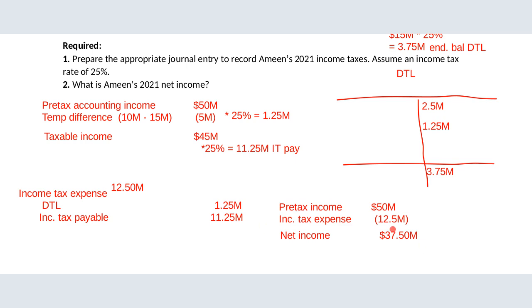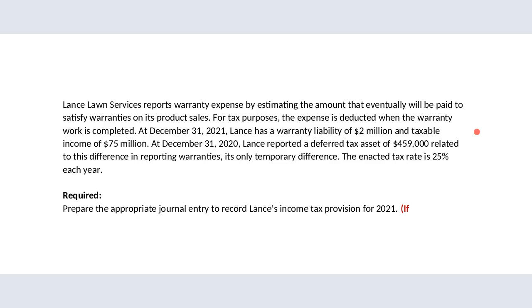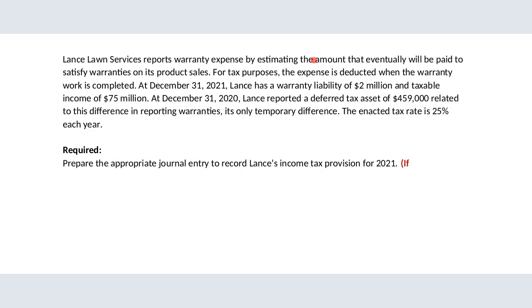Okay, so that's answer number 2. Lance Loan Services reports warranty expense. Okay, warranty expense is DTL, because if you recall chapter 13, warranty expense is based on an estimate, right? It's an estimate. Do we recall what the journal entry was to estimate the warranty expense? What do we debit and what do we credit?